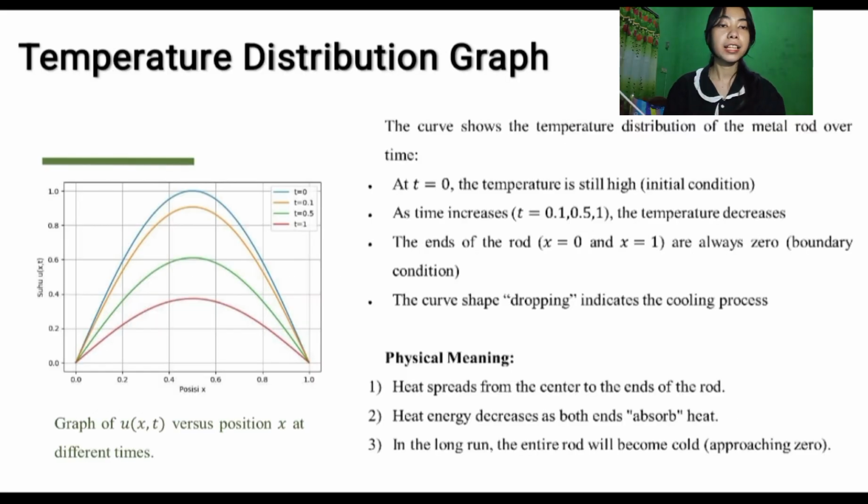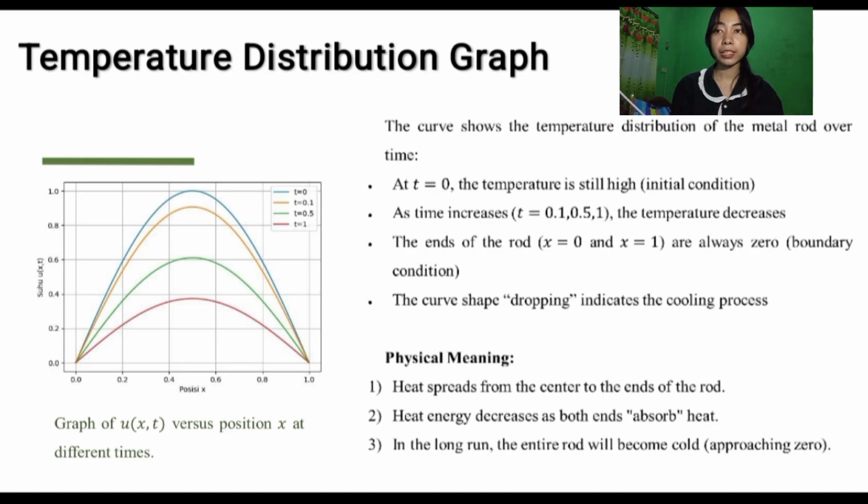Okay, next I will explain the interpretation of the result based on the graph shown. The graph shows how the temperature distribution along the metal rod changes over time. We can see several curves representing different time values, such as t equals 0.1, 0.5, and 1. As time increases, the temperature decreases at every point along the rod. This indicates that the rod is gradually cooling down.